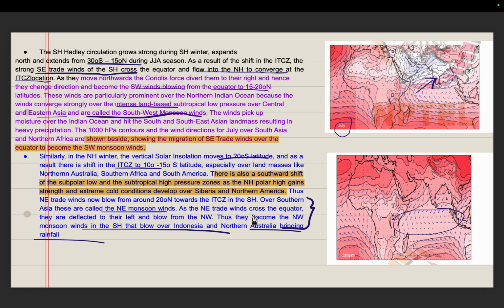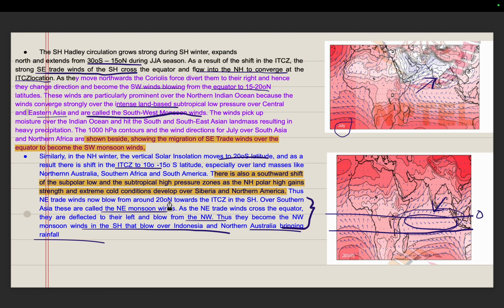As the northeastern trade wind crosses the equator, it also experiences a force towards the left due to the Coriolis effect and blows from the northwest. This is shown here. As it crosses, you can see this wind originated from the 20 degree northern hemisphere, but now as it has moved, it has to go to the intertropical convergence zone. Now it has to cross the 0 degree latitude. When it crosses the 0 degree latitude, it will be deflected towards the left.